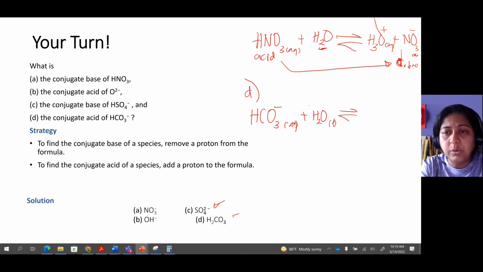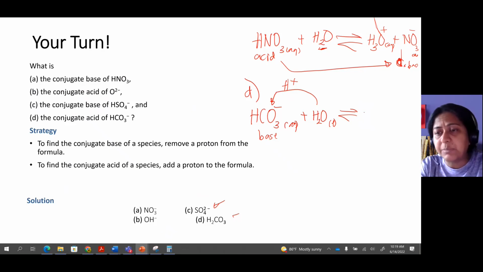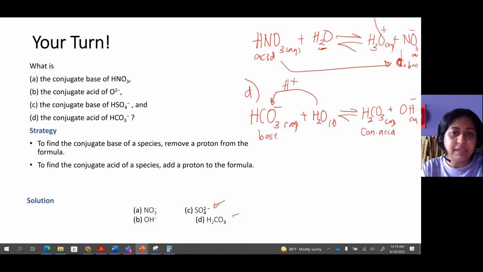So this is the base and we want the conjugate acid. It becomes a conjugate acid after accepting H plus. So after accepting H plus, it becomes H2CO3 (aq), and water becomes OH minus ion. So this is the conjugate acid of the bicarbonate ion.